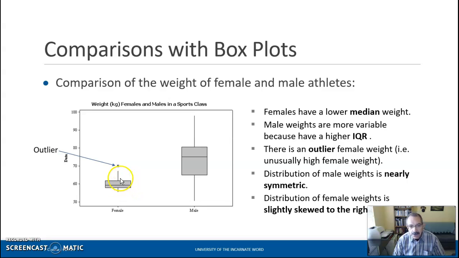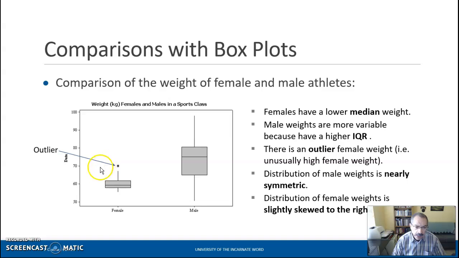Now look at the size of the box. The box of weights for the females is much smaller than that for males. So this is telling you that the weight of the male athletes is more variable than the weight of the female athletes.